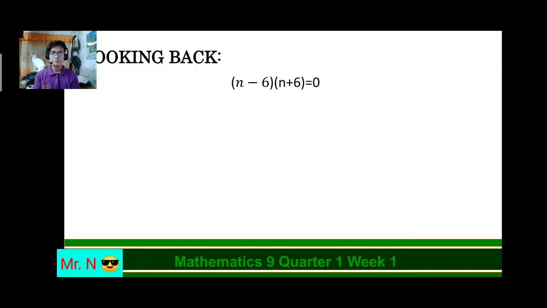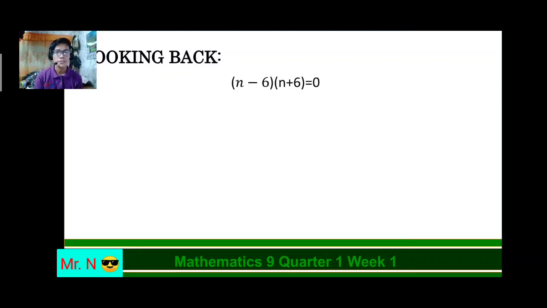Listen carefully. F stands for first, meaning first terms. O means outer, meaning outer terms. I stands for inner, meaning inner terms. And L stands for last, meaning last terms. So that's the FOIL method. Let's start.